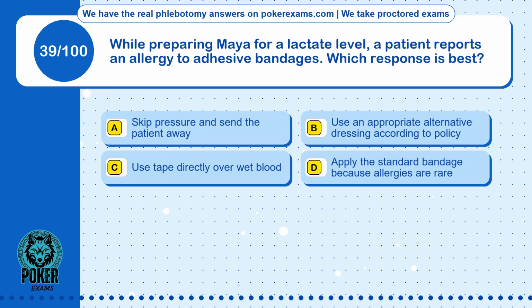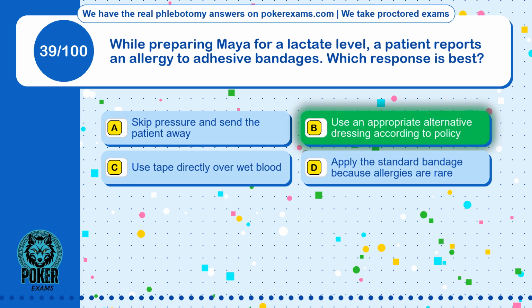Question 39. While preparing for a lactate level, a patient reports an allergy to adhesive bandages. Which response is best? Option A. Skip pressure and send the patient away. Option B. Use an appropriate alternative dressing according to policy. Option C. Use tape directly over wet blood. Option D. Apply the standard bandage because allergies are rare.